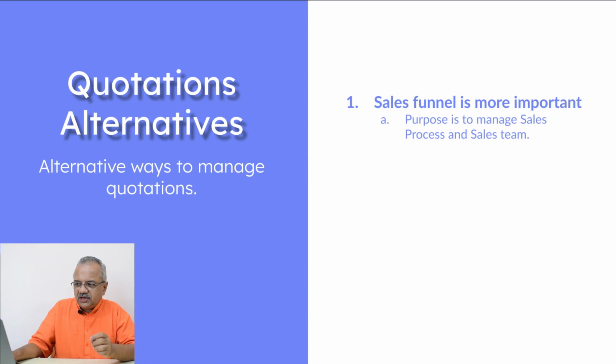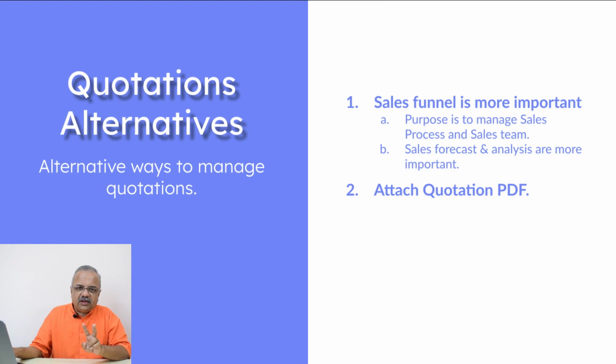Why are they necessary? As we've seen earlier, CRM is to manage the sales team and the sales process. Quotation is a small part of it. So the sales forecast and sales analysis that you want are more important than quotations. Yes, the value comes from the quotations. However, it is important that you can forecast the sales and analyze the sales. So there are two ways. One way is to create a quotation somewhere else and attach the PDF in the CRM. That is one way.